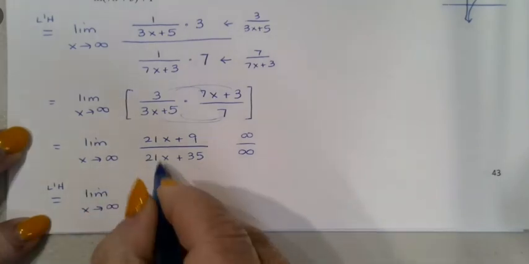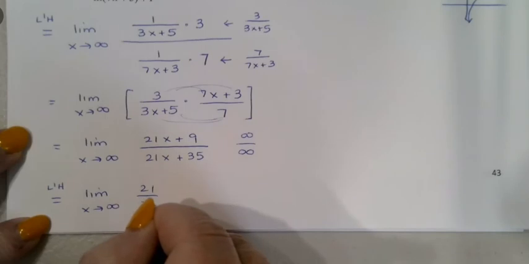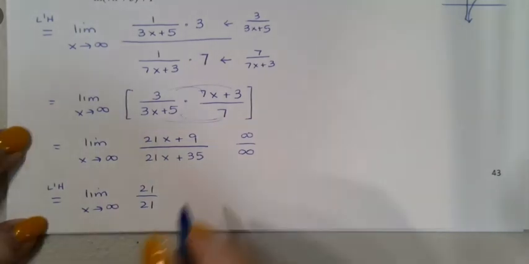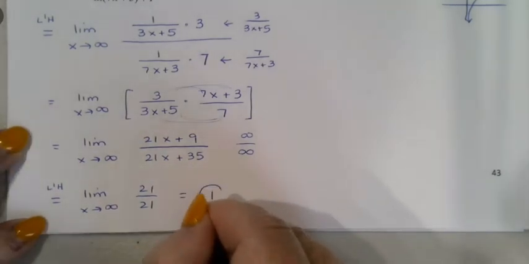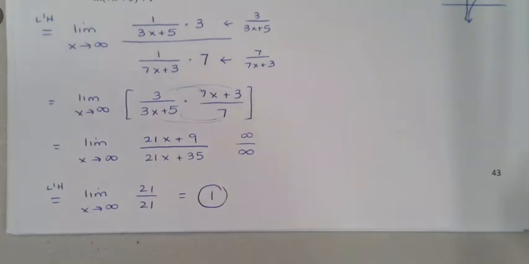So that's just going to be 21 over 21, and that gives me 1 for my limit. Okay. So a few examples of using L'Hopital's rule in those 0 over 0 and infinite over infinite cases.